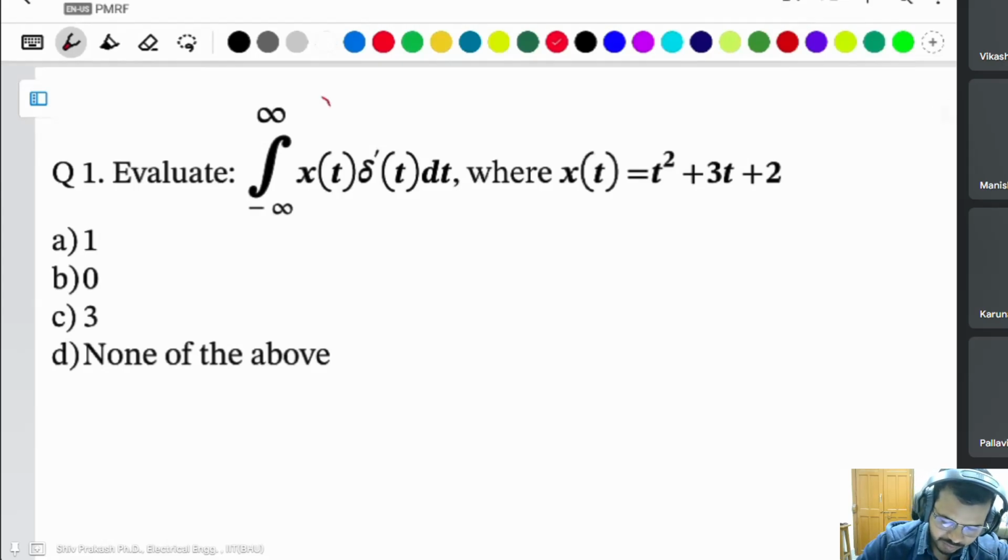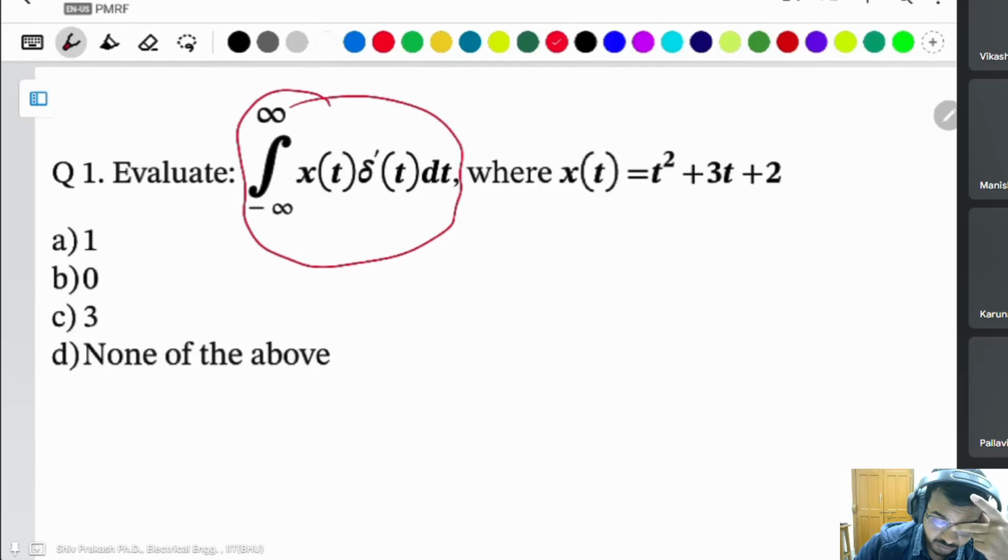The question: the integration from minus infinity to infinity of x(t) del dot t dt. This is the delta function, the impulse signal, and the dot is the derivative, the differentiation of this signal, where x(t) is given as t square plus 3t plus 2.